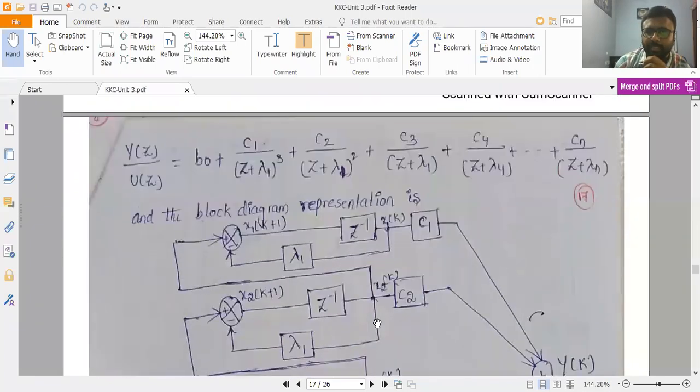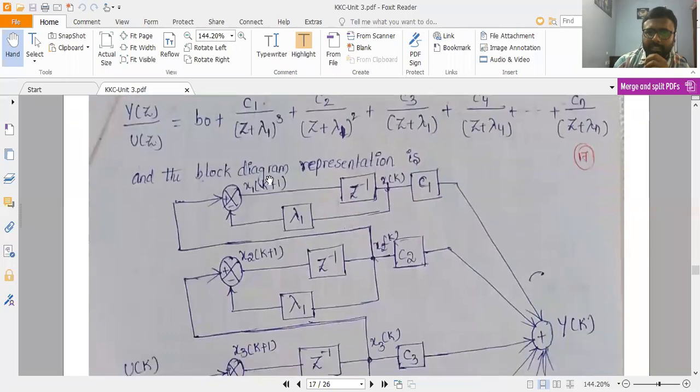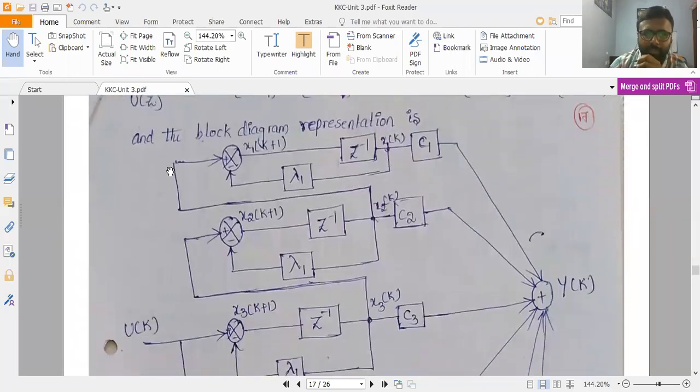Why? Because it is represented as (z plus lambda 1) whole cube. That means three particular terms are going to be presented in the cascaded condition. The whole lambda 1 is going to be repeated three times. Therefore, it is going to be connected in this cascaded position. That means the input of the first one is connected to the output of the second one, and similarly, the input of the second one is connected to the output of the third one. Okay, so this is the representation of this particular repeated pole.